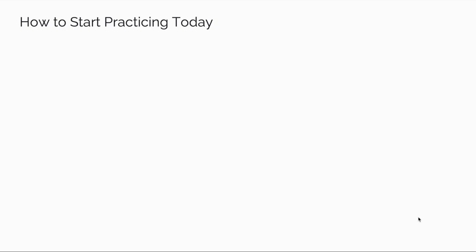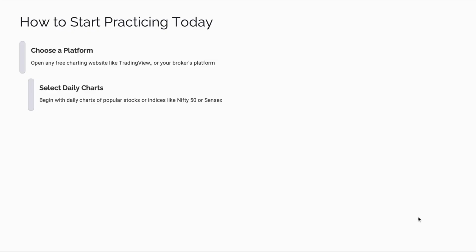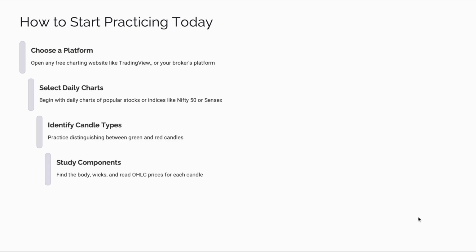How to start practicing today? Open a free charting platform like TradingView. Start with daily charts of popular stocks. Spend 15 minutes daily. Identify green and red candles. Spot the body and wicks. Read the OHLC, that is open, high, low, close data. Look for patterns like doji and see what happens next. Just like learning guitar, the more you practice, the better you get.